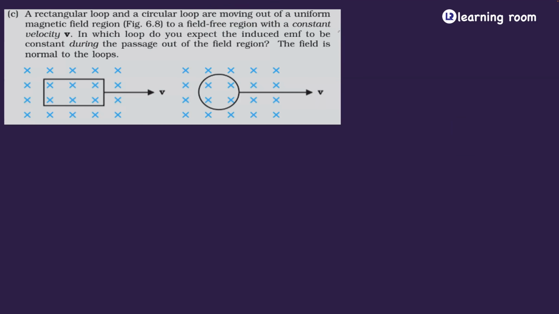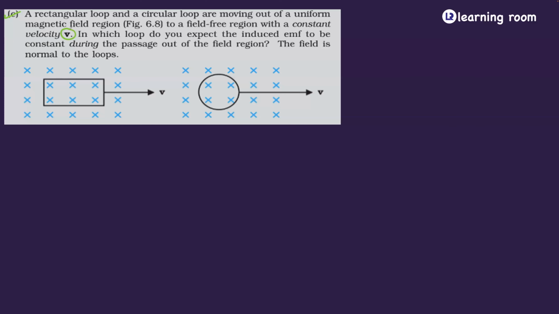Third, a rectangular loop and a circular loop are moving out of a uniform magnetic field region to a field-free region with a constant velocity v. In which loop do you expect the induced EMF to be constant during the passage out of the field region? Right? The field is normal to the loops.